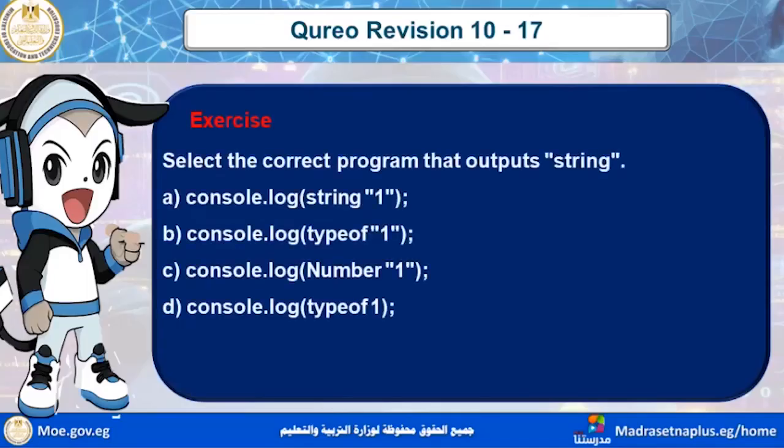Now select the correct program whose output is string. So console.log with a string without quotation, console.log typeof of the result will be 1, console.log Number, and the other is with double quotation 1, and console.log typeof of 1. So the correct answer is console.log typeof of "1", and the result will be string.